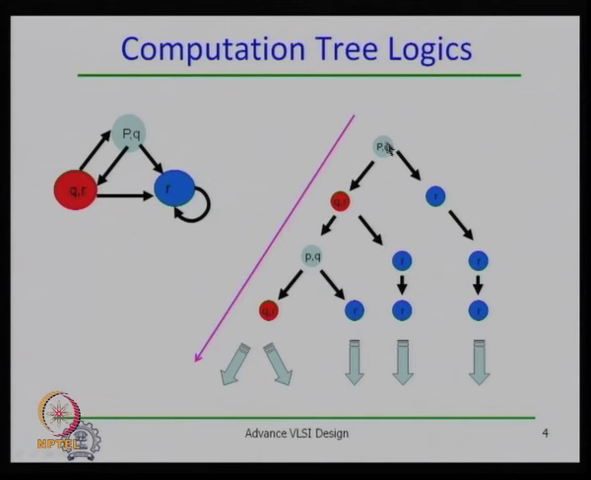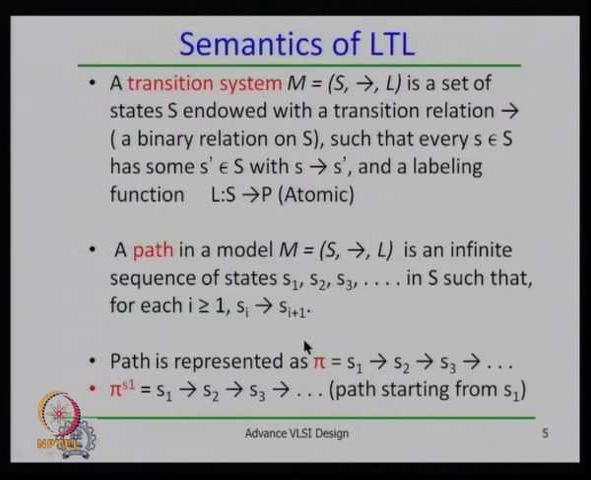Now, any path starting from the initial state, or any progression, is defined as a path. So this is one of the paths. We define this as path 1, starting from state S1. There can be another path like this one, which we define as path 2. The superscript tells you the initial state of the path. So this path starts from state S1, and this is the second path. Now I can say this is the third path starting from state S1. So we define multiple paths in this computation tree.